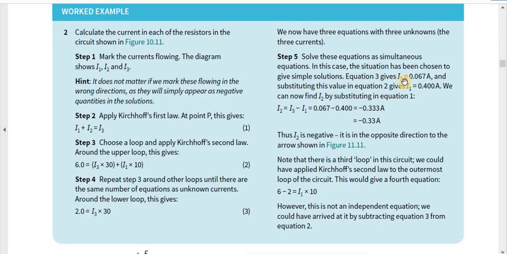Equation 3 gives, I know, a very easy one. You can find I3 is 2 divided by 30, which is this. Once you get I3, you can substitute the I3 value in this equation and find I1. Then once you have I1 and I3, you can find I2. Substitute the value for I1 and the value for I3, and you will get I2. So this is I2.